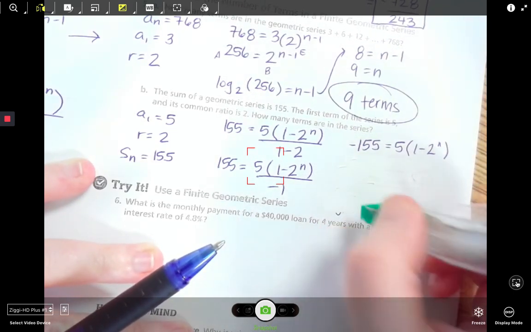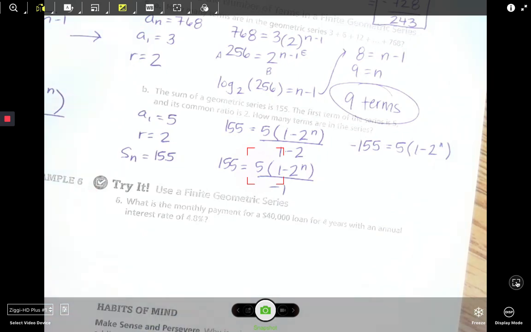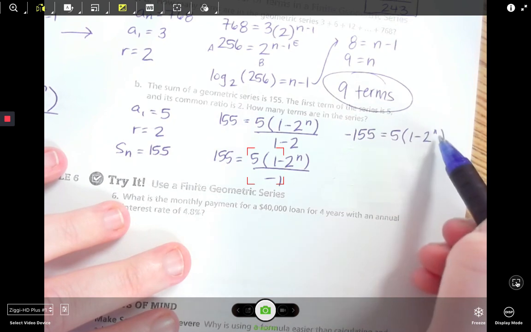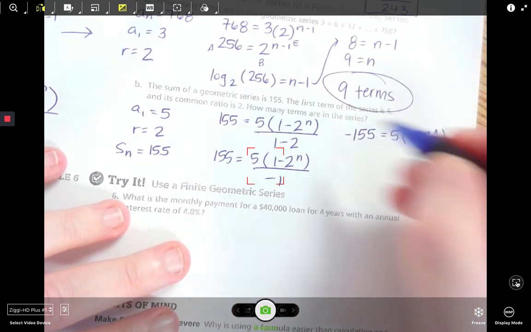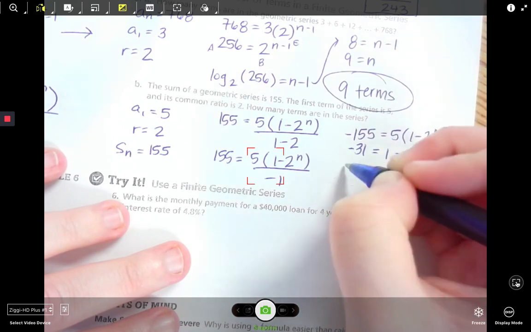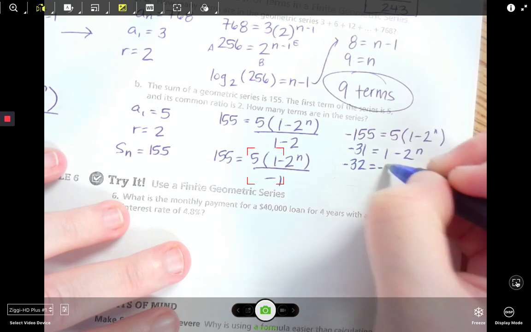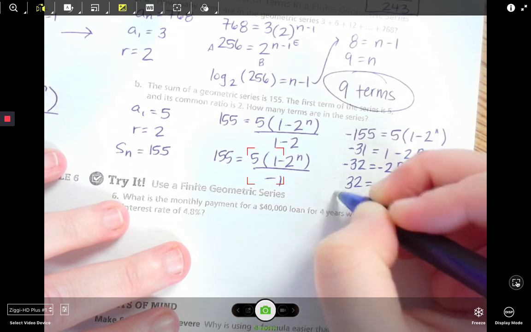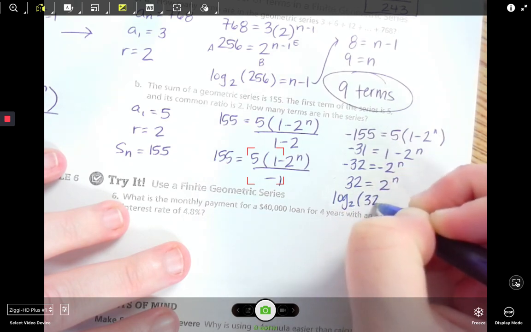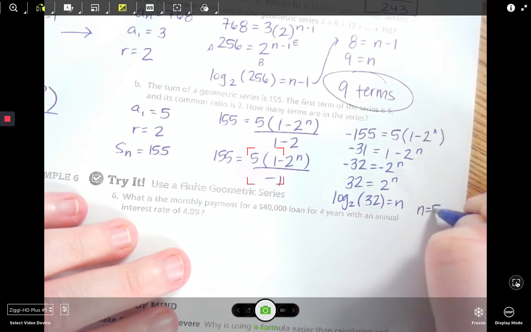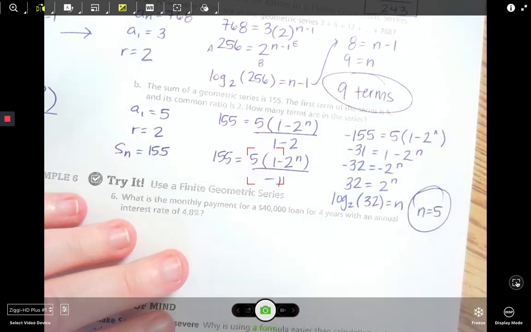Don't distribute. Hope you wrote in pencil. So don't distribute there. So negative 155 divided by 5, I think that exponent's going to mess with us, gives us negative 31 is equal to 1 minus 2 to the n. Negative 32 is equal to negative 2 to the n power. So 32 is equal to 2 to the n. So now I get log base 2 of 32 is equal to n, and I get n equals 5. So that means that there were a total of 5 terms.